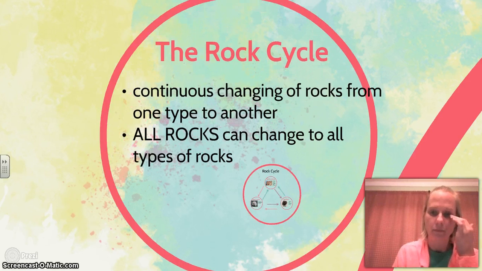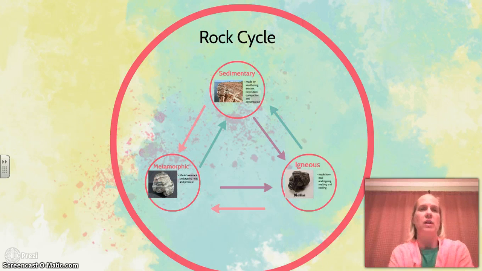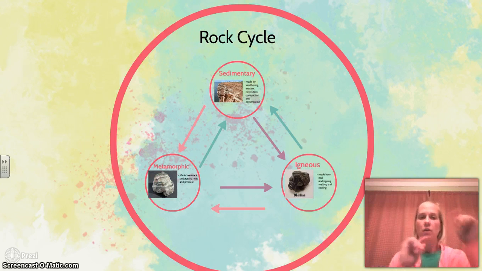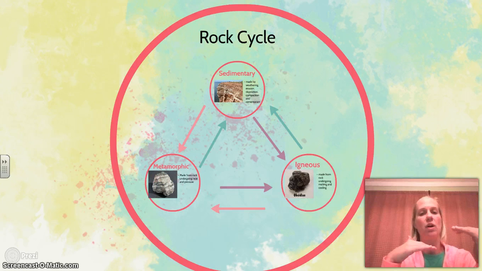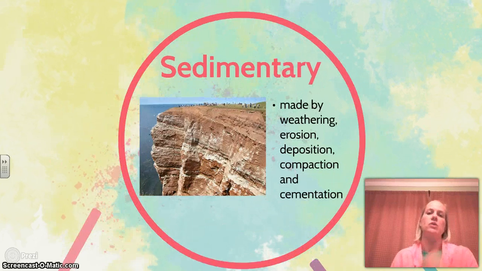All right, so the rock cycle. If you see the way this diagram is done up, we've got the sedimentary rock on the top, the metamorphic to the bottom left, and the igneous to the right. And these arrows are going to show us something: the pink arrows mean one thing, the green arrows mean one thing, and the purple arrows mean one thing. We'll go over that as we go. So let's start with sedimentary.